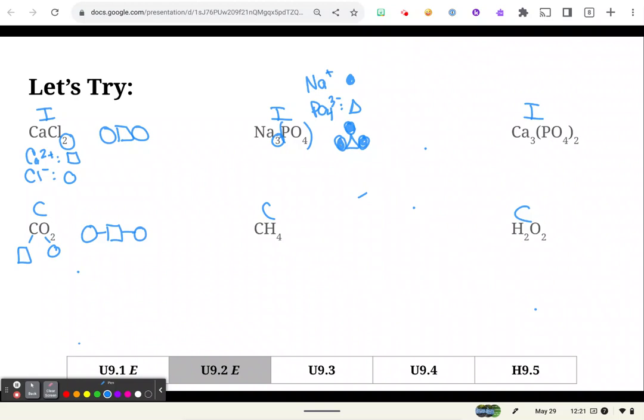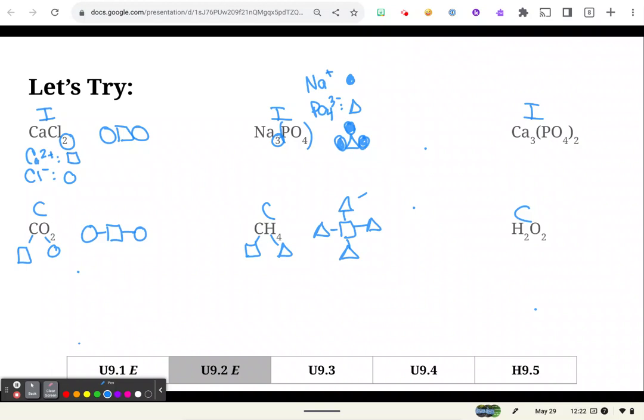Down below, carbon, I'm going to use a square again. Hydrogen, I don't know, I'm going to use a triangle. But this is covalent. I have one carbon, and then thinking back to our Lewis dot structures, hydrogens can only form one bond, so they're going to be on the outside.